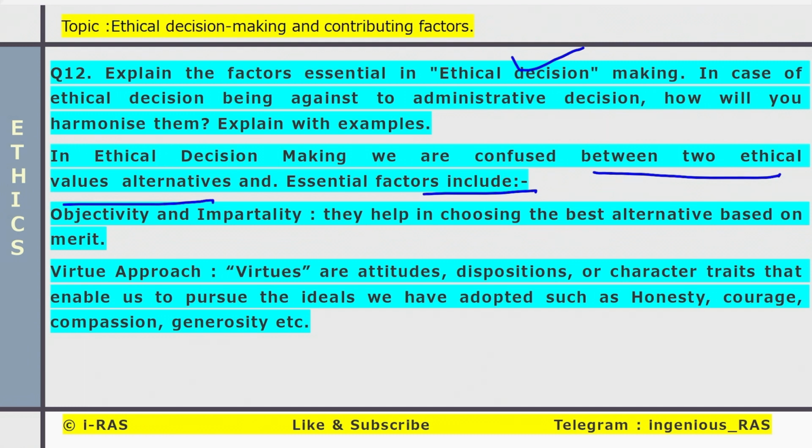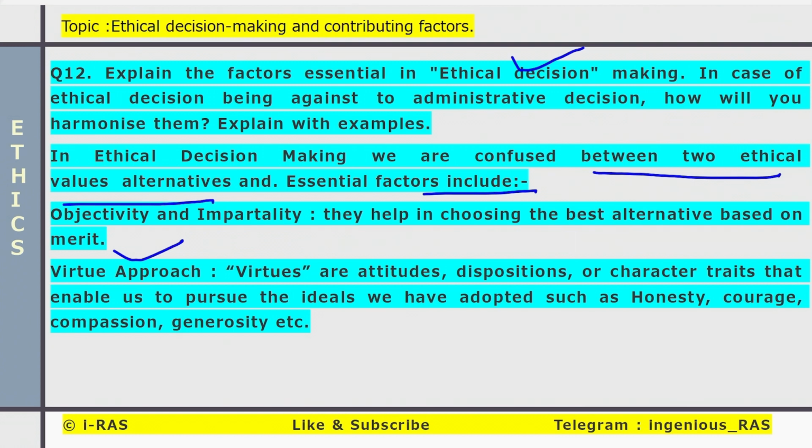So both are equally necessary. On the one hand, we are thinking about peace and noise pollution. On the other hand, we are thinking about the cost benefit, the economy, taxpayers' money. The essential factors in ethical decisions are objectivity and impartiality. While taking a decision, if a person thinks objectively and impartially, working on merit, he will not be affected by any external influence.